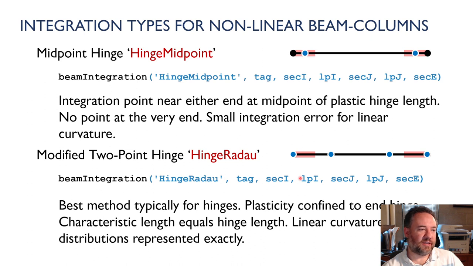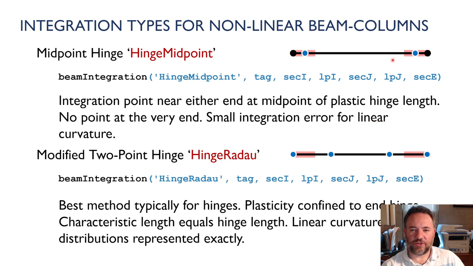Or you're going to use a hinge type. There are multiple types of hinge models, where it basically has integration points at the ends. For example, there's hinge midpoint, which makes a plastic hinge and defines the length of that hinge. So I say hinge midpoint. I give it a section type for the left side and a plastic hinge length, and the same for the right side. And I give it an E for the area in between, assuming that the middle is elastic. But it doesn't have any integration points near the ends. You can only figure out what's happening at the hinge. And there's a small integration error for linear curvature.